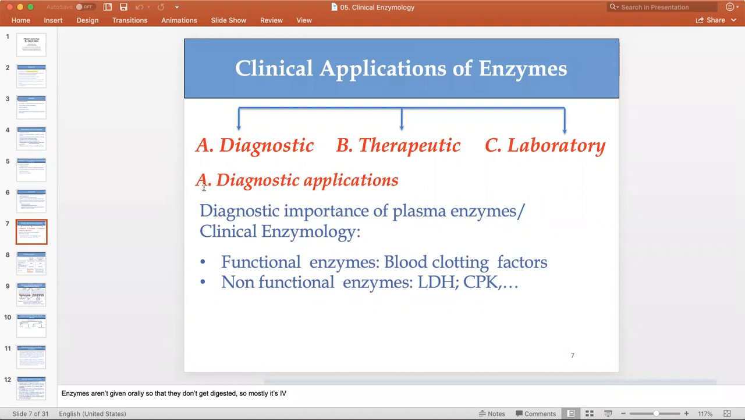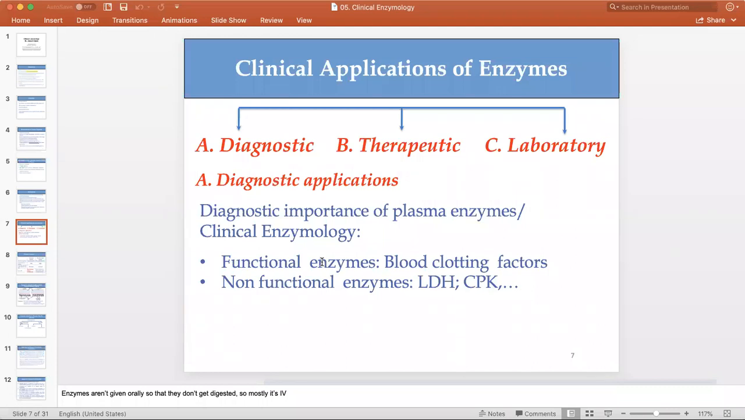So what do we mean by diagnostic? In the coming slides, we will be discussing the diagnostic application of enzymes. Diagnostic importance of plasma enzymes, or clinical enzymology. We have two kinds of enzymes now. We have the functional enzymes. What we mean by functional enzymes is that these are mainly present in the bloodstream, in the serum. They have their specific roles in the serum, like blood clotting factors. This is one example. They have certain functions inside the blood.